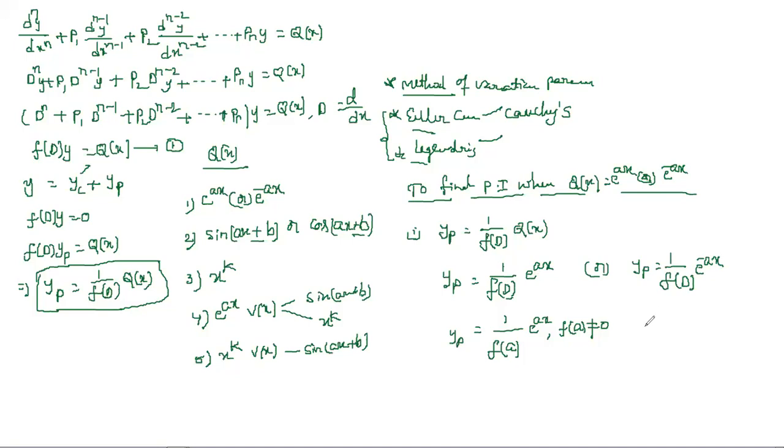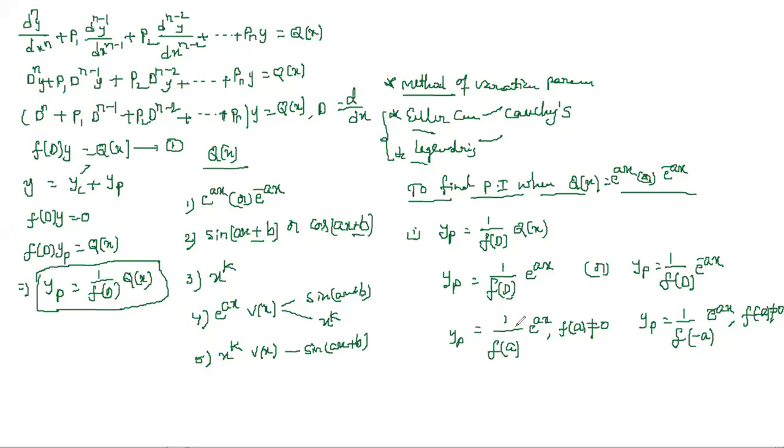So how to define this? Here we substituted a in place of D because the x coefficient is a. But if you observe here, the x coefficient is minus a. So for that, you simply need to substitute minus a in place of D. Then e power minus ax stays as it is, and the condition is also the same: f of minus a should not be equal to 0. Okay, so this is case one.